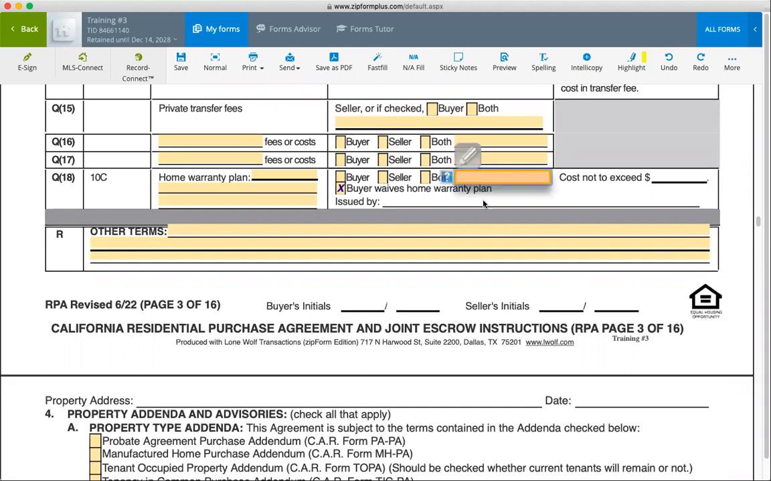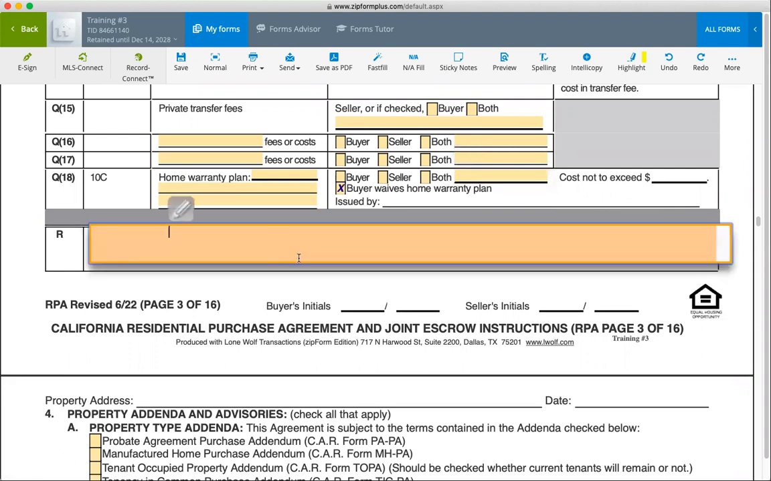Often the buyer's agent may pay for that to give their client a home warranty. You would want to put in the cost not to exceed some number there. But that's not a requirement at all. It's just a goodwill offer that many buyer's agents do for the buyers.